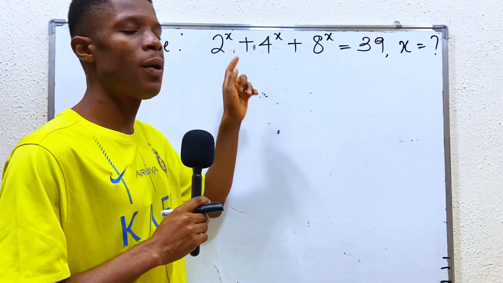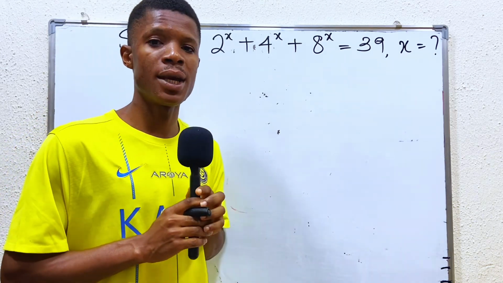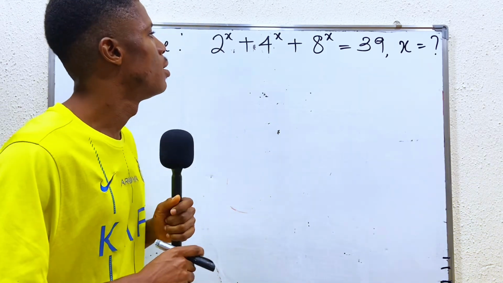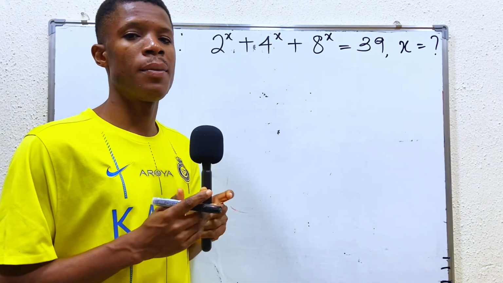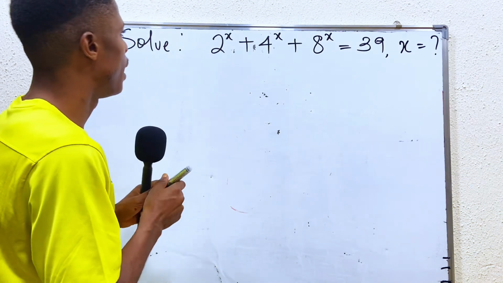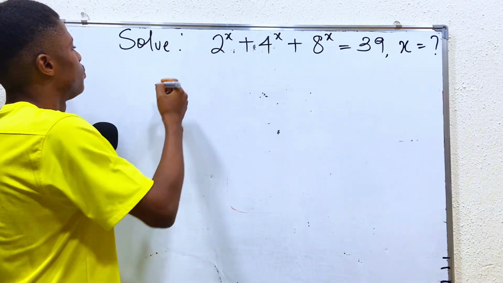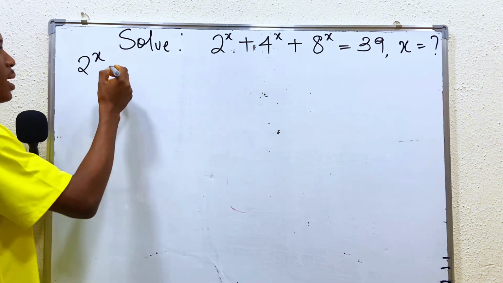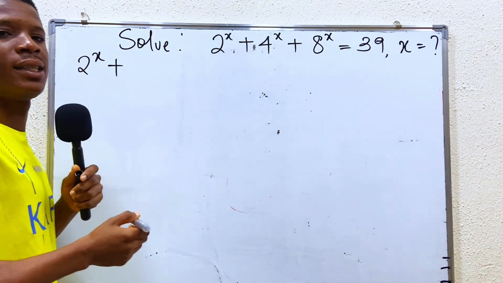Let's solve 2 power x plus 4 power x plus 8 power x is equal to 39. For us to solve this, we are going to apply a little trick. Remember, we have the first term to be what? We have the first term to be 2 power x, then plus the next term is 4.